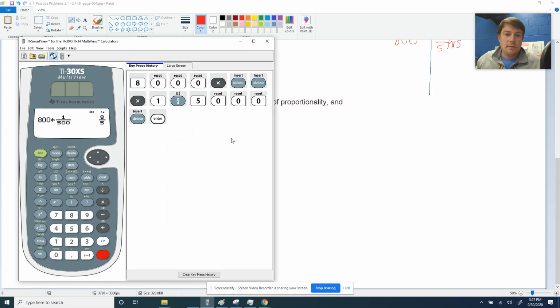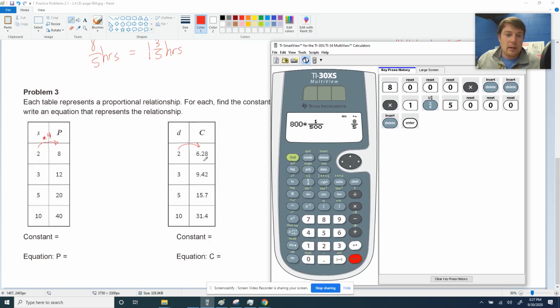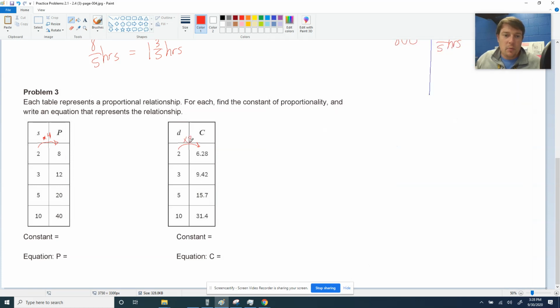So to find out what that constant is, I'm going to take one number and divide it by the other. So 6.28, and I'm going to divide it by 2. And that will give me my constant, times 3.14. Okay, so I've got 2 different constants. One's super easy. One's a little bit more complicated. So we write down our constants, 4 and 3 14 hundredths. And then here's the big part. You just have to write this as an equation.